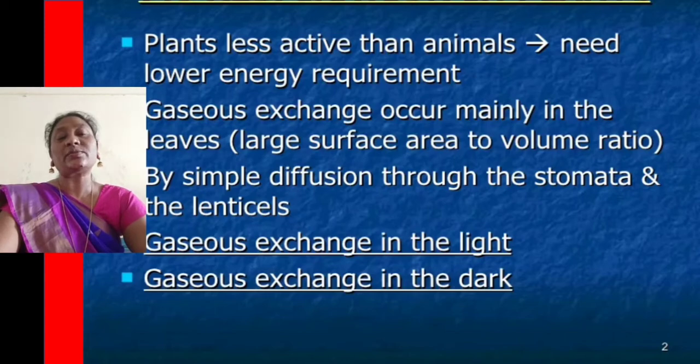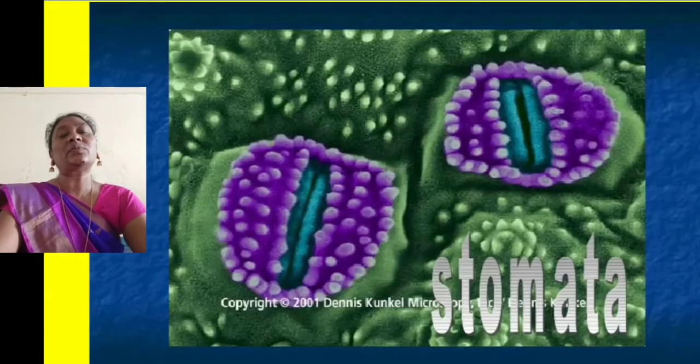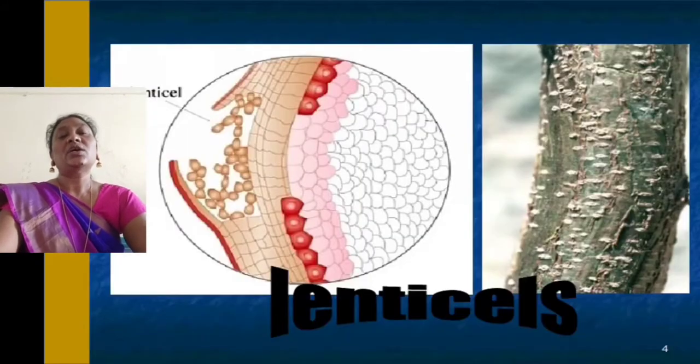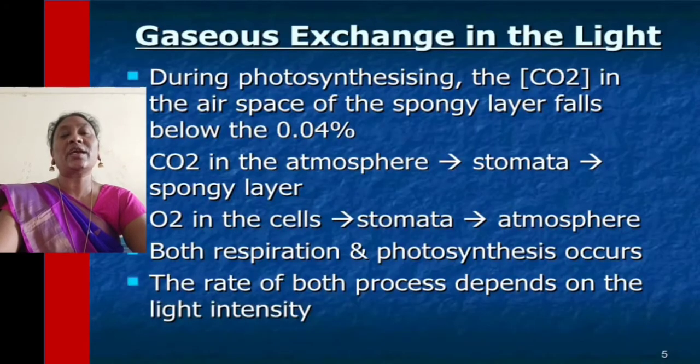Gaseous exchange can take place in the presence of light, and it also takes place in the dark in plants. So stomata and lenticels play the vital role in gaseous exchange in plants. During photosynthesis, the carbon dioxide in the air spaces of the spongy layer falls below 0.04%. So carbon dioxide from the atmosphere enters through the stomata, and oxygen travels from the cells through the stomata into the atmosphere. Both respiration and photosynthesis occur parallelly in plants.